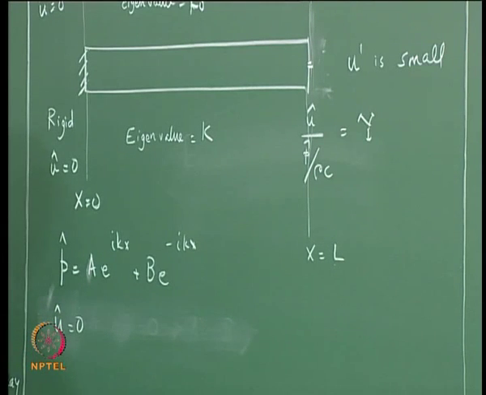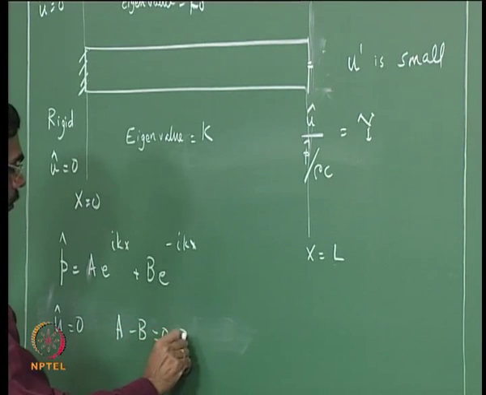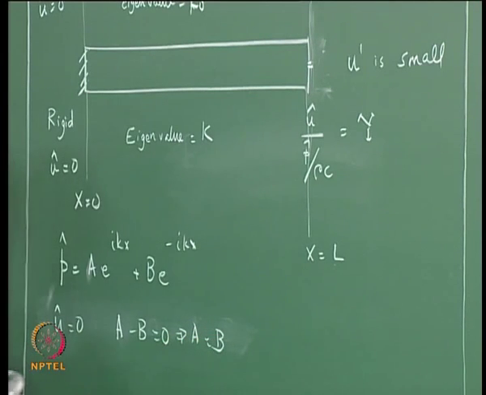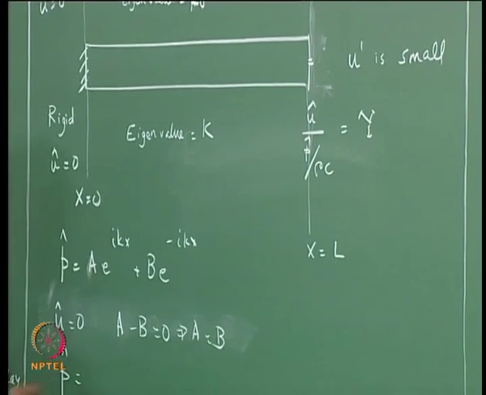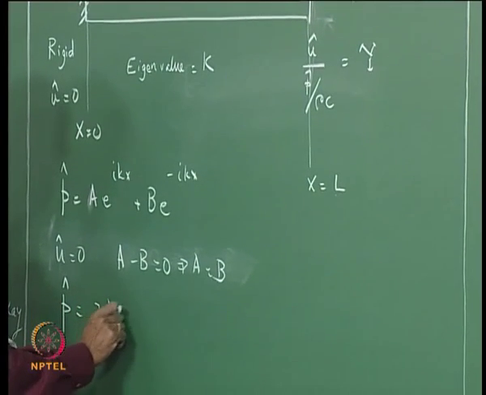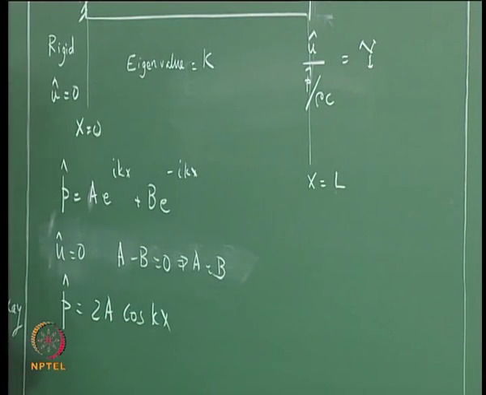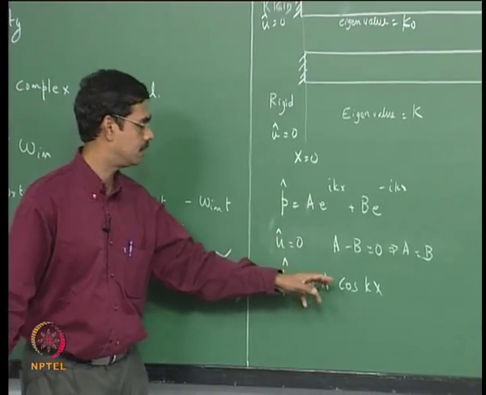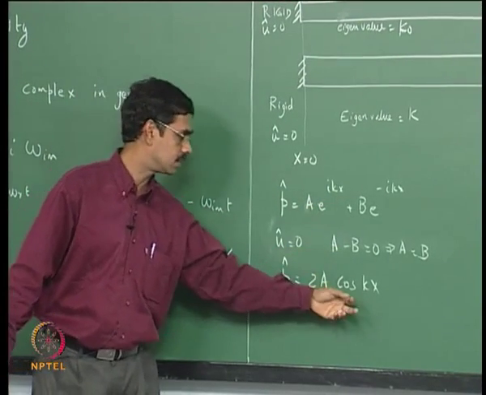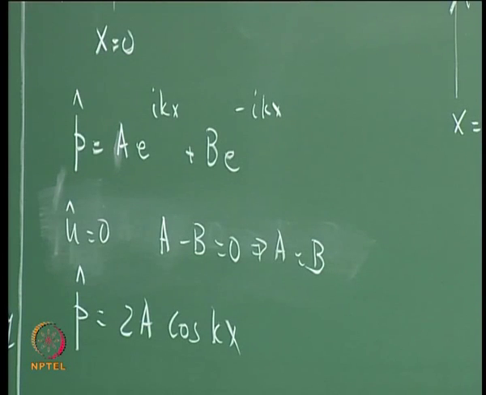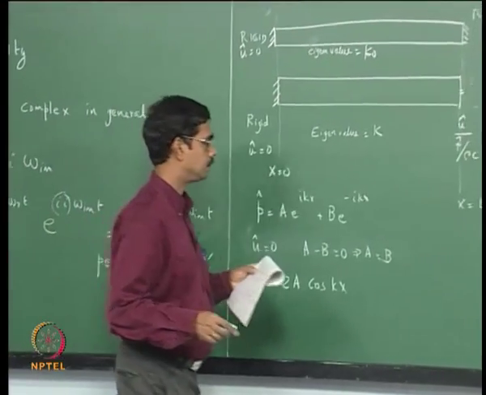So u hat is 0, and u hat would be like A minus B. So you should get P hat equal to 2A cos kx. You can write this as e power ikx, take the A out, so e power ikx plus e power minus ikx, multiply and divide by 2, and then you can call the exponential term as cos kx, and there is a 2 outside.